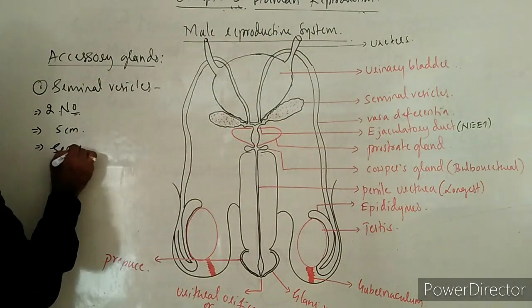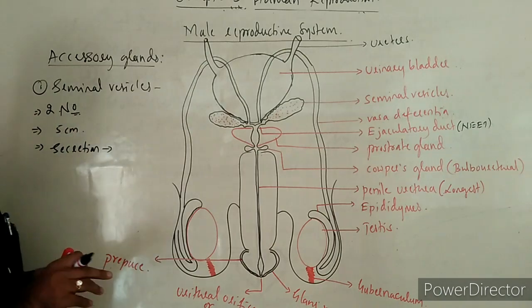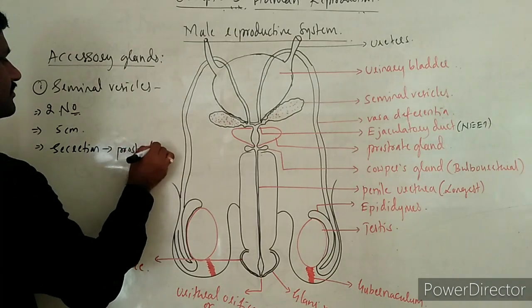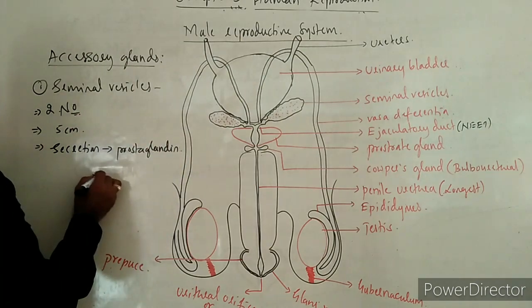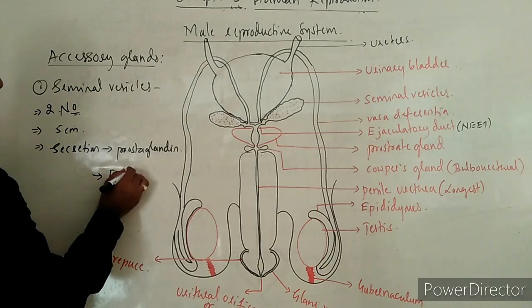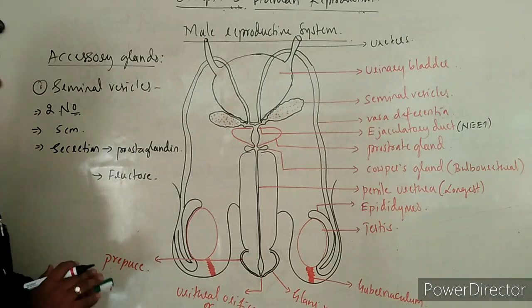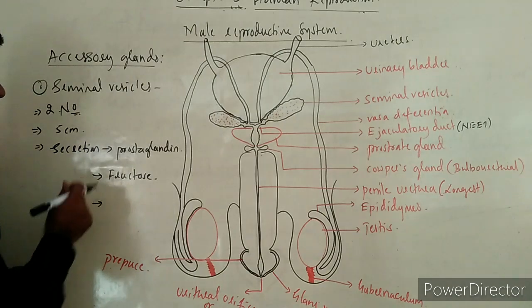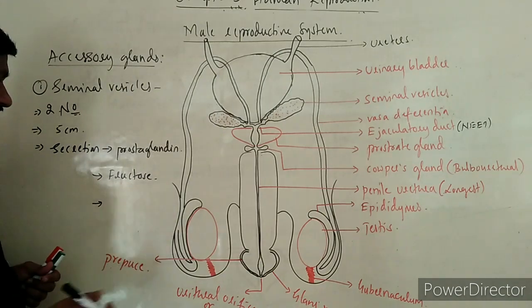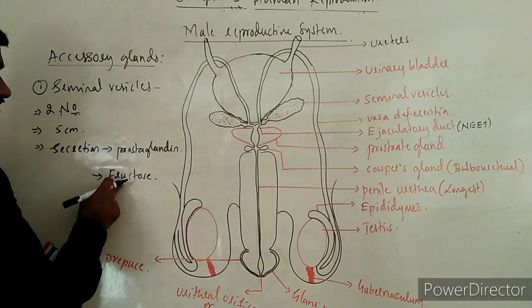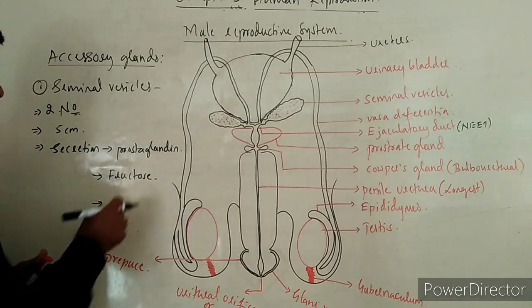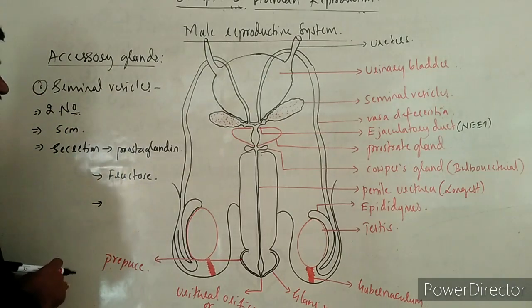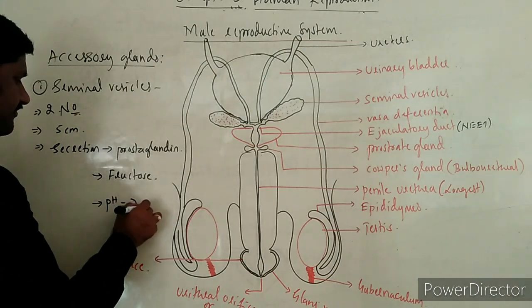What does this secretion consist of? It is very important. Prostaglandin is the major secretion, and the second one is fructose. It is a type of sugar, and it is the source of energy for the movement of the sperms during copulation or ejaculation. After ejaculation they start to move themselves using the energy of this fructose. So this is also one more content of the seminal vesicle, and its pH is about 7.4.